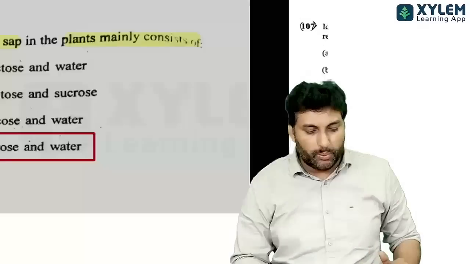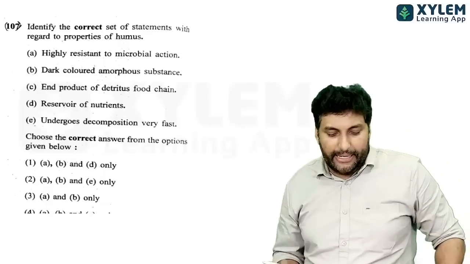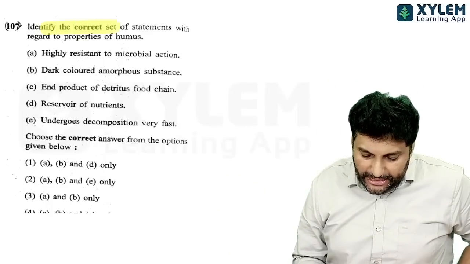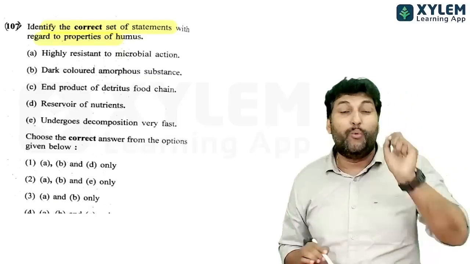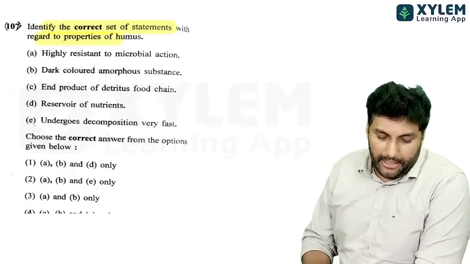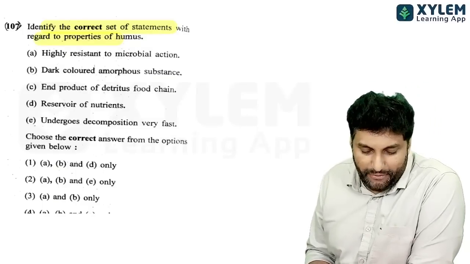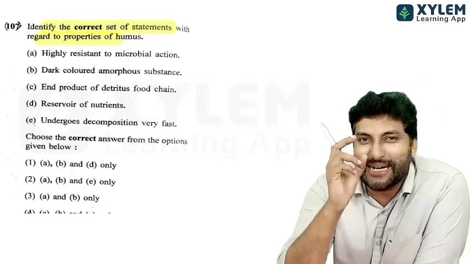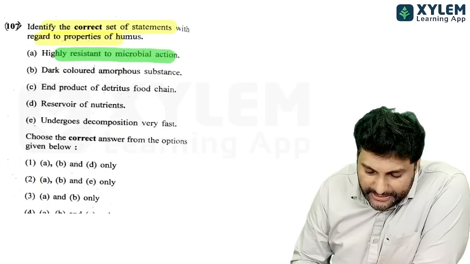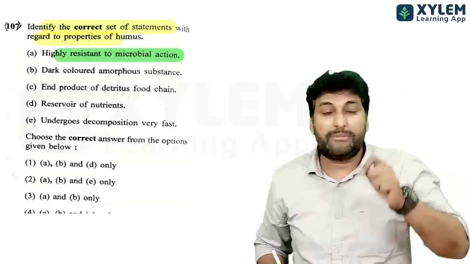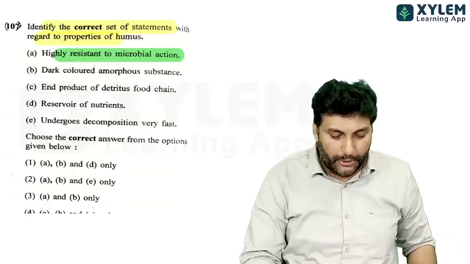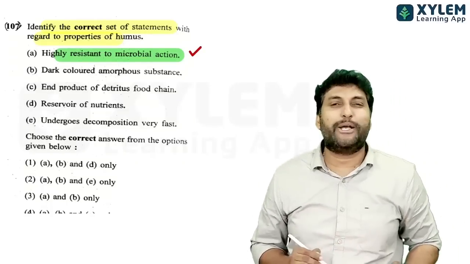Okay, let's move to the next one, 107. Again, a statement-based question has come. The question goes like this: identify the correct set of statements with regard to the properties of humus. We can see that 5 statements are given. Out of this, we have to select the correct statements. Let's check the first one: highly resistant to microbial action. From the chapter ecosystem, you can see that this statement is right because humus is highly resistant to microbial action.